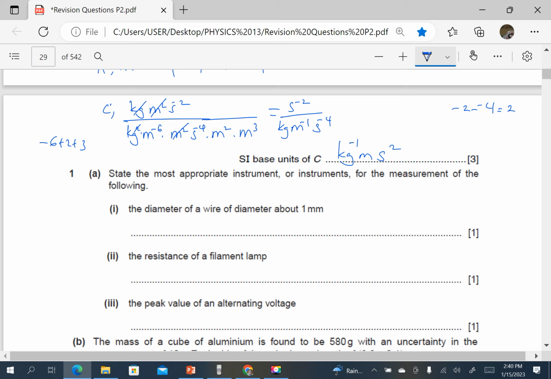State the most appropriate instrument or instruments for the measurement of the following. Diameter of the wire, 1 millimeter. That is very small. We use a micrometer screw gauge. Or we can use a traveling microscope. Then the resistance of a filament, of course, resistance, we can use an ohm meter. If the ohm meter is absent, you can use a voltmeter together with an ammeter.